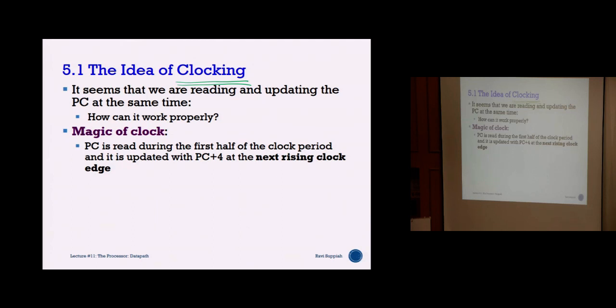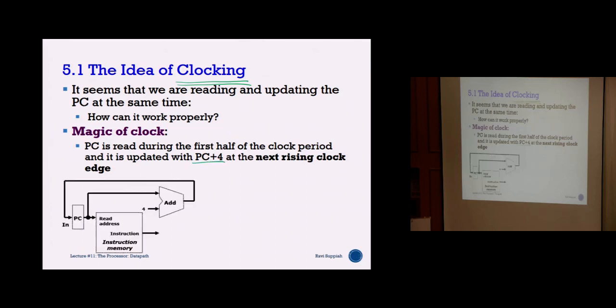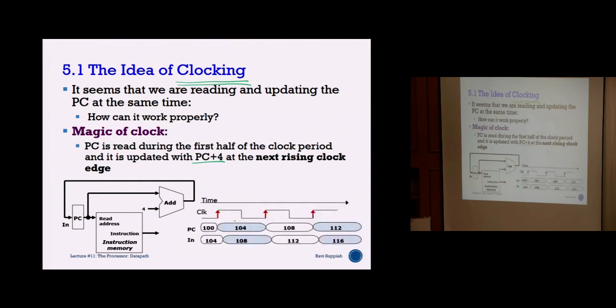But you may have a lot of other subsystems or subprocessors that may run at other speeds. So it's not that the whole board, everything, is running at the same speed. Now, we say that the PC is read and is automatically updated to PC plus 4 at the next rising edge. So what happens here? If I assume that right now PC is 104, that means what is presented to the instruction memory is address 104. Then by default, this 104 is already added to 4, and what is standing by here is 108.